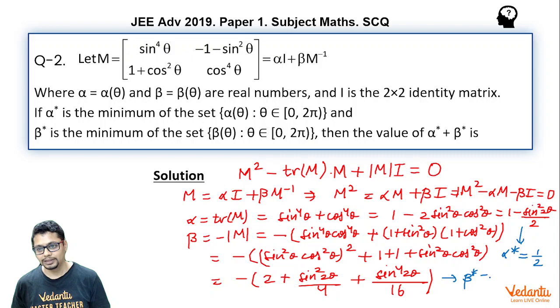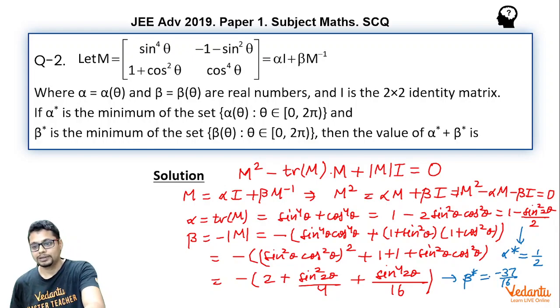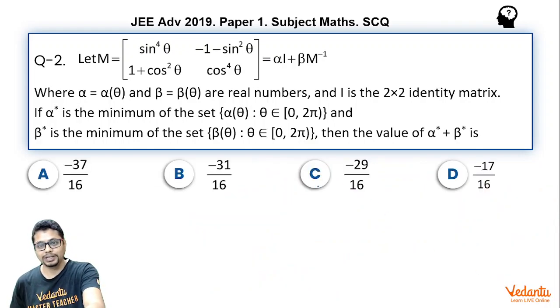beta star, becomes minus 37 by 16, which you may check when you put sine square 2 theta to be 1. So minus times 2 plus 1 by 4 plus 1 by 16 essentially is minus 37 by 16. And what we want is alpha star plus beta star. As you add them, you get minus 29 by 16. So my answer essentially would be C.